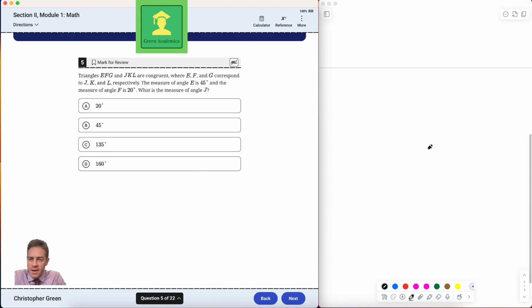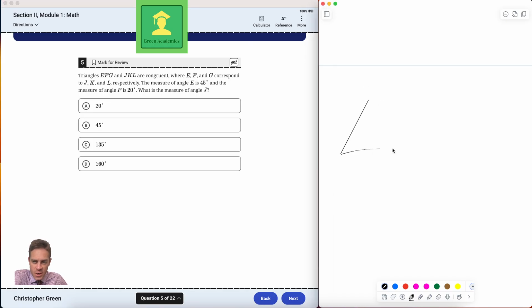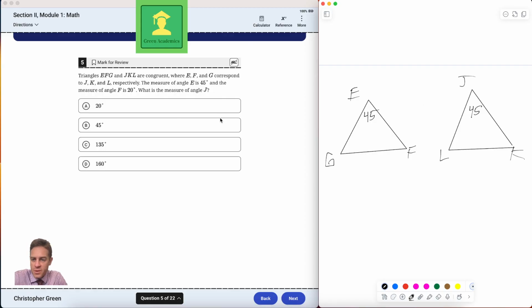Triangles EFG and JKL are congruent, where E, F, and G correspond to J, K, and L. So it goes alphabetically the way that you're expecting. E, F, G corresponds with J, K, and L. The measure of angle E is 45. So if that's a 45, then of course this is a 45 also. Oh, and that just is the question. It's actually about J as in John, which is just 45.